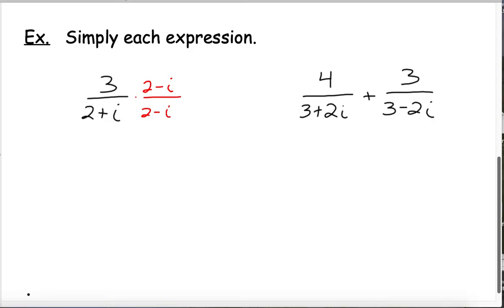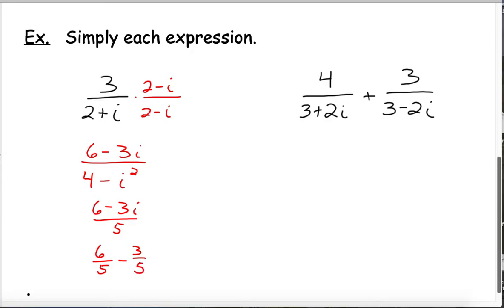So now in the numerator, if I distribute the 3, I'll get 6 minus 3i. In the denominator, I'm going to get the difference of two squares, so I'll get 4 minus i squared. But i squared is negative 1, so 4 minus a negative 1 is 4 plus 1, which is 5. So we have 6 minus 3i over 5. Now that's not in standard form, so we need to split this into two fractions. So we get 6 divided by 5 minus 3 divided by 5 times i. And now we have it in standard form.